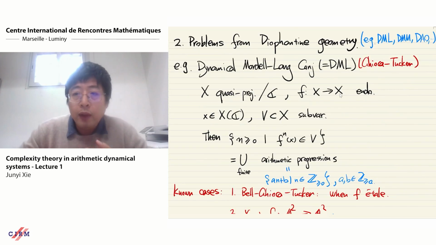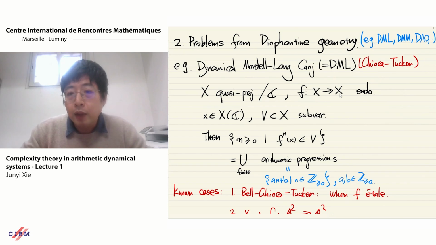Another type of problem comes from Diophantine geometry. For example, we have the dynamical Mordell-Lang conjecture, the dynamical Manin-Mumford conjecture, the dynamical André-Oort conjecture, and many other conjectures. Usually the name is "dynamical" plus some famous conjecture in arithmetic or Diophantine geometry. Here I only present one example, the dynamical Mordell-Lang conjecture, and we just write DML for it.